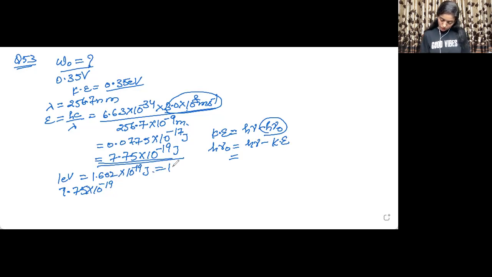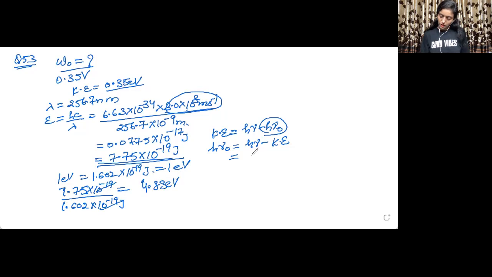So this is equal to 1 electron volt divided by this. This will be equal to upon 1.602 into 10 raised to the power minus 19 joule. So it is coming out to be equal to 7.75 divided by 1.602. So it is coming out to be equal to 4.83 electron volt.